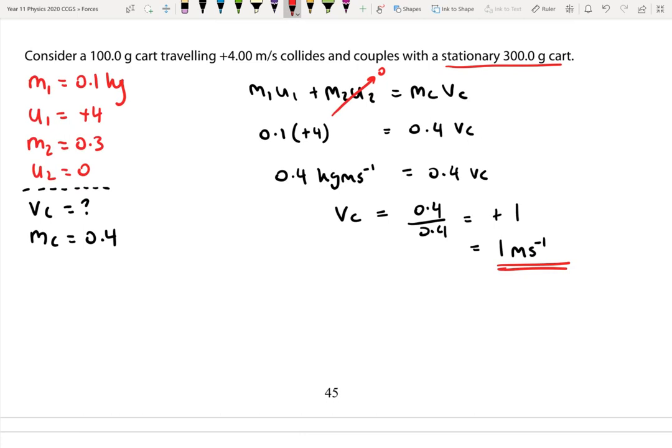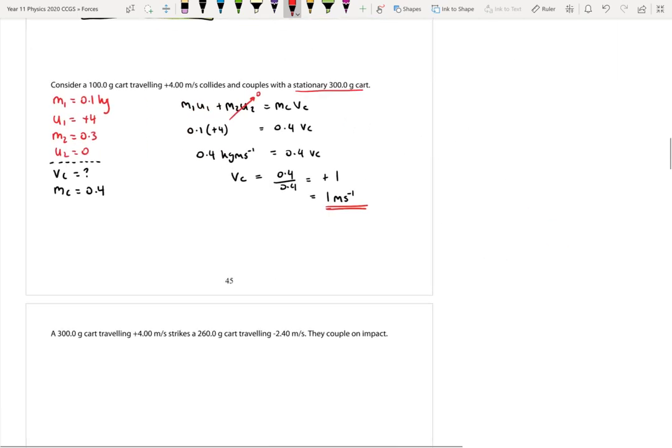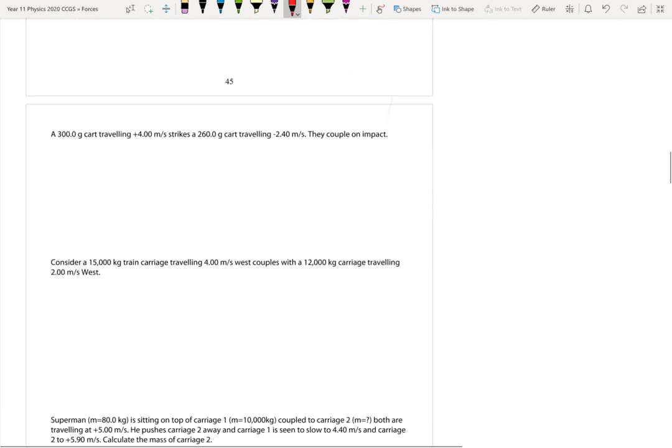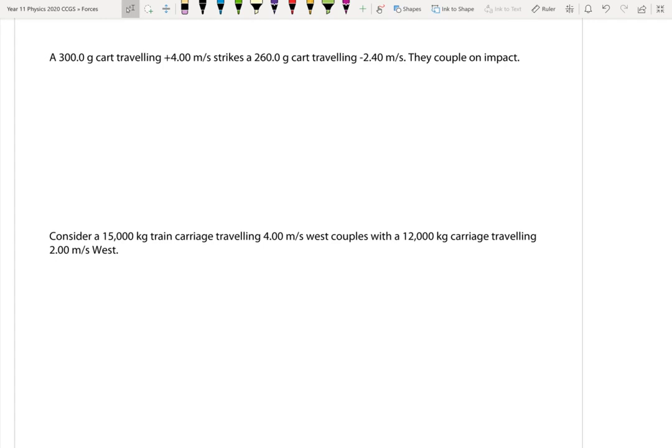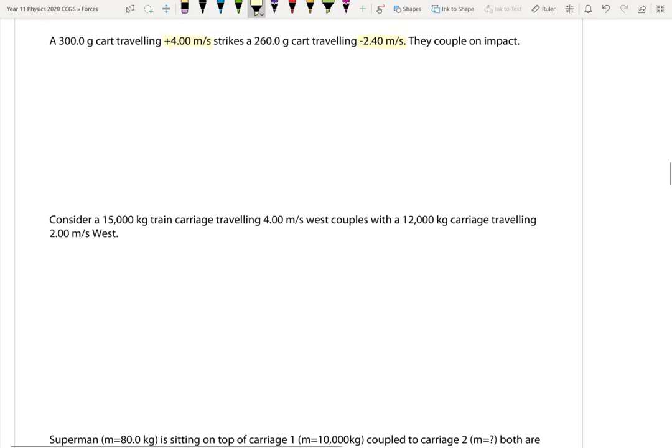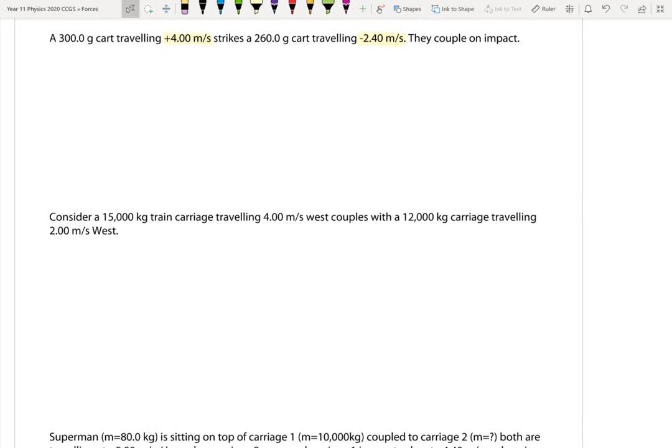Alrighty. Let's have a go at the following question. In fact, you've got all of the questions on the next page. This one's going to be a bit trickier, gentlemen, because we now have two carts travelling in opposite directions. All right, so please remember, assign your convention, positives and negatives. I know it's not asking you for it here, but the end game is find VC.